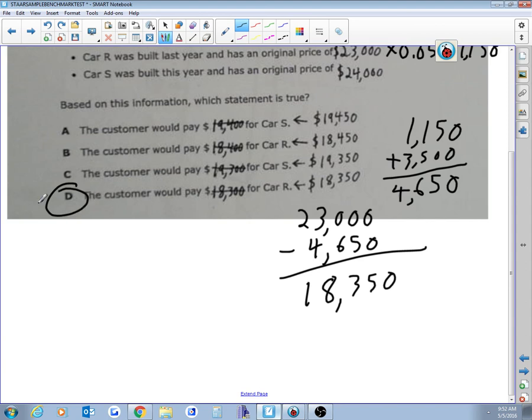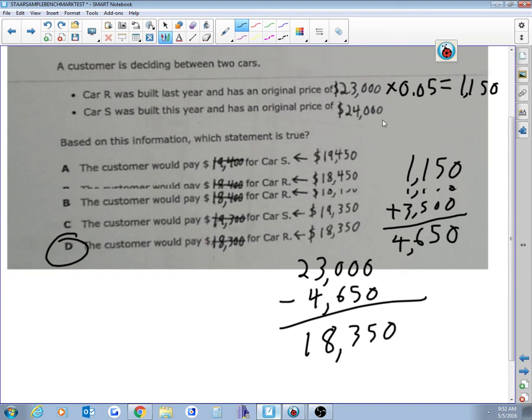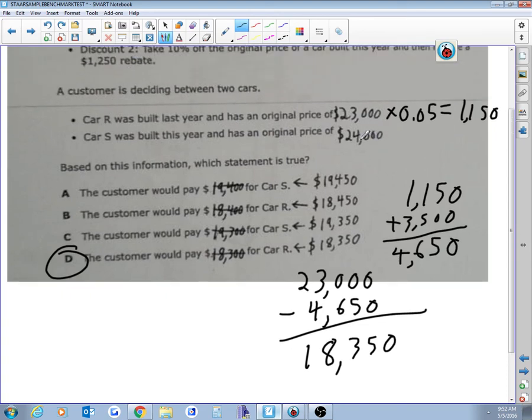Now if we wanted to find the price for car S, we would do 10%. Now 10% is real easy. You just move the decimal once. So that would be $2,400. And then you add the rebate and you subtract from the $24,000. And you would have gotten $20,350 for car S.